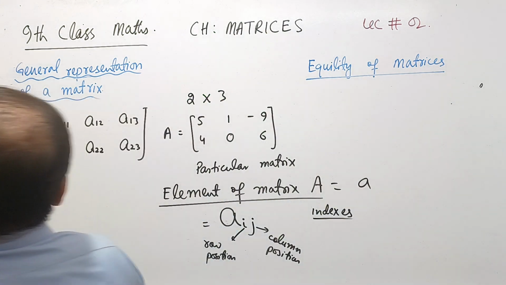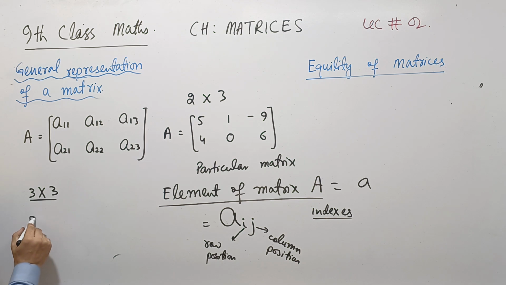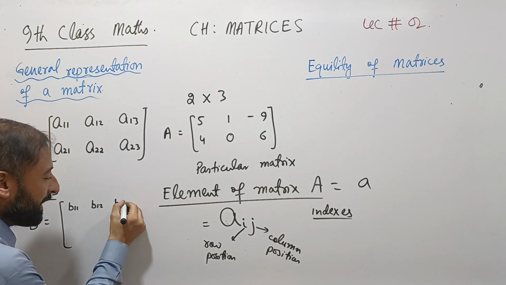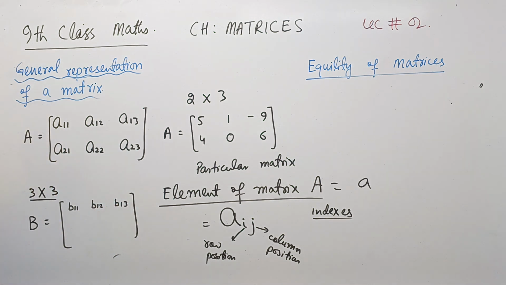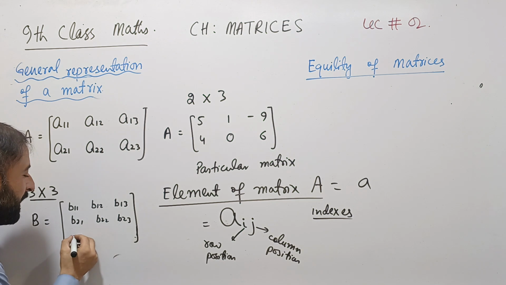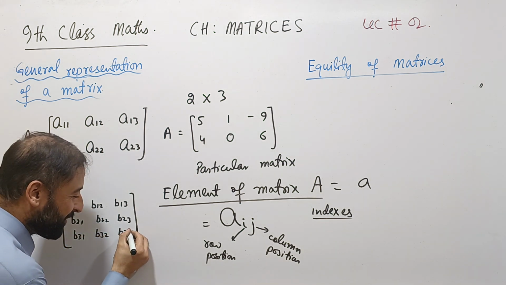If your matrix is, for example, capital B, and let's say we write a 3 by 3 matrix B, then of course an element of matrix B will be represented by small b. So you will write b11, b12, b13. Small b means element of matrix B. The matrix itself is always represented by a capital letter. You can't write small b over here; it should be capital B. Then b21, b22, b23, and so on, up to b33.